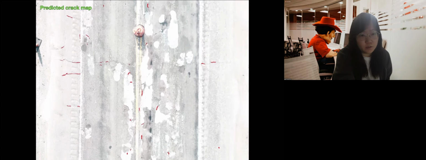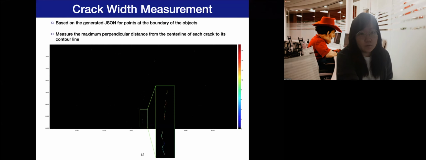Based on the images I showed you before, the red highlighted area is the crack we found from the predicted model. Further, we also measure the width from the generated map, based on the perpendicular distance from the predicted center line of each crack polygon to the control line in the JSON file. And this is one example of a defined crack from the whole bridge map.